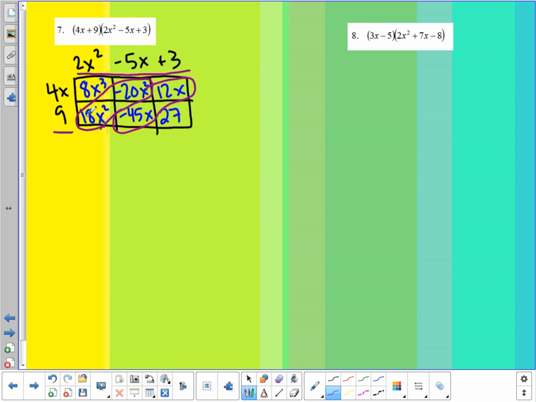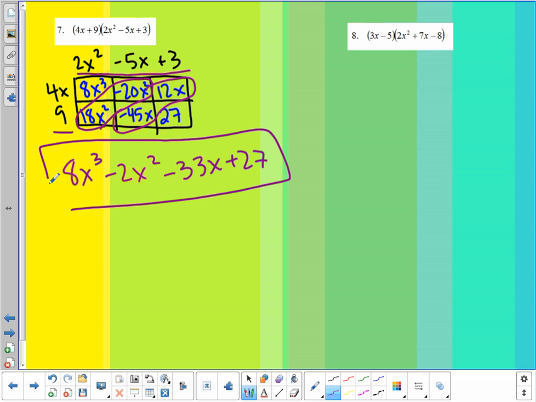So when I combine my like terms, that 8x to the third is by itself. Then the 18x squared and negative 20x squared, when I combine those, I get negative 2x squared. Negative 45x and positive 12x is negative 33x, and then that 27 is a constant by itself. That is my simplified expression. Let's take a look at number 8.